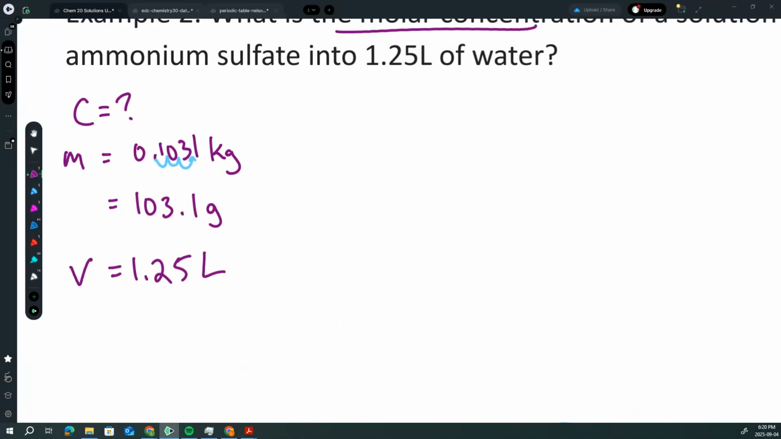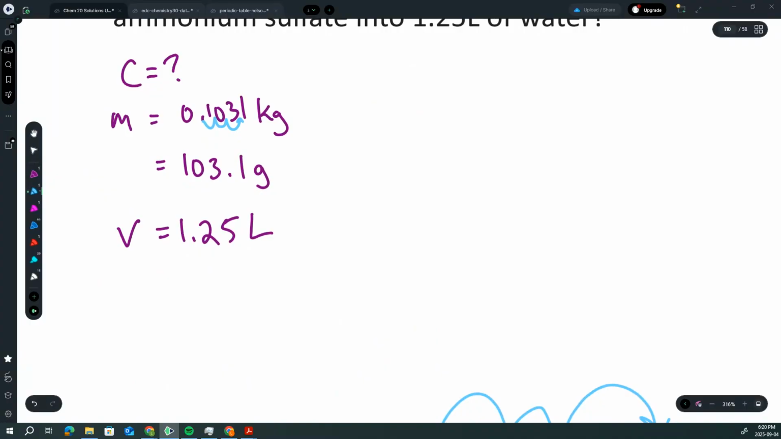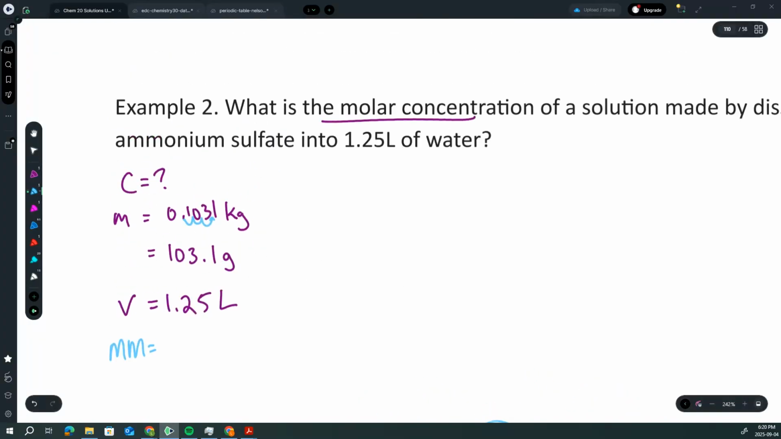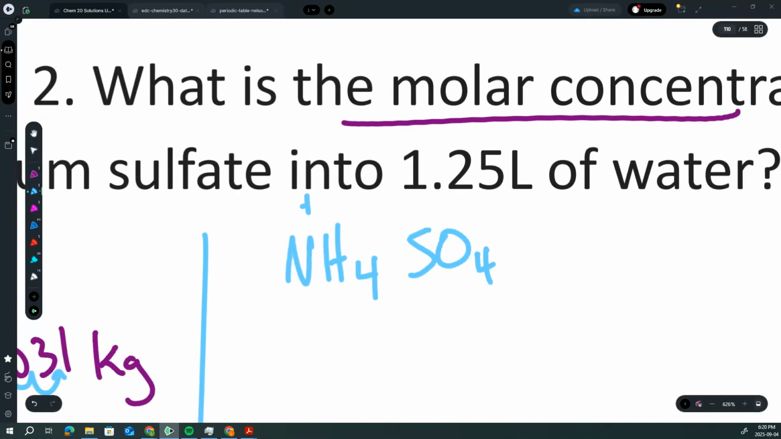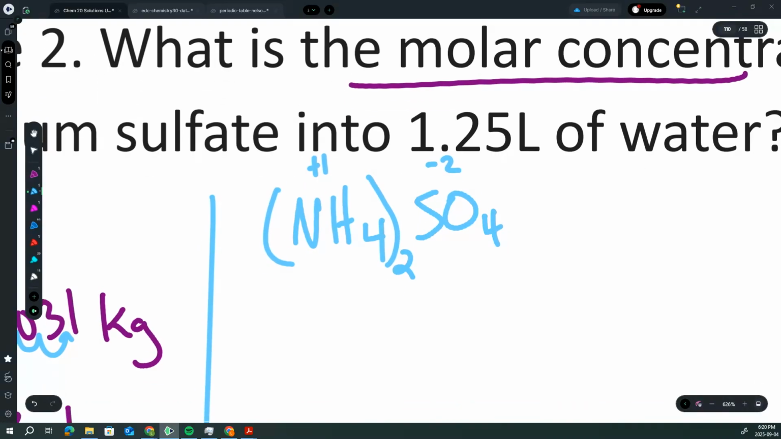Since I know I need to figure out molar mass, I'm just going to write it here. So we're working with ammonium sulfate. So ammonium, that's NH4, that's one of your polyatomic ions. Sulfate is SO4. Again, another one of your polyatomic ions. Ammonium has a +1 charge, sulfate has a 2- charge. We gotta do crisscross applesauce, so that's 2.